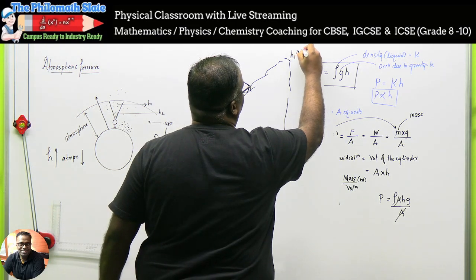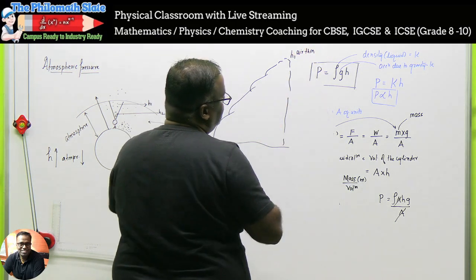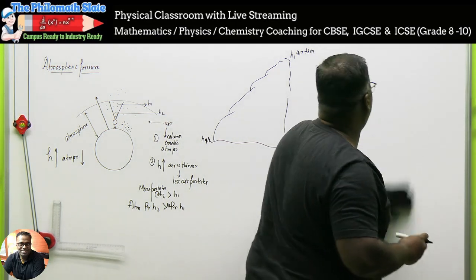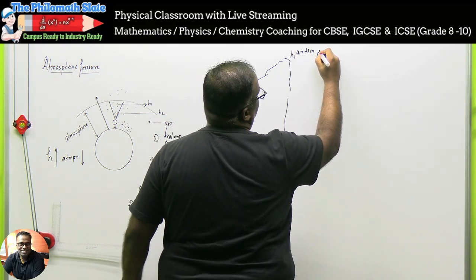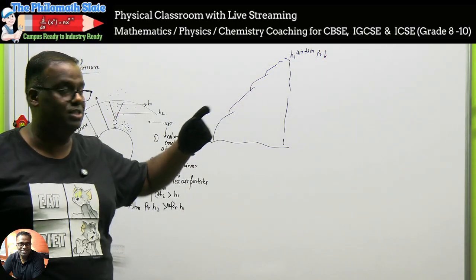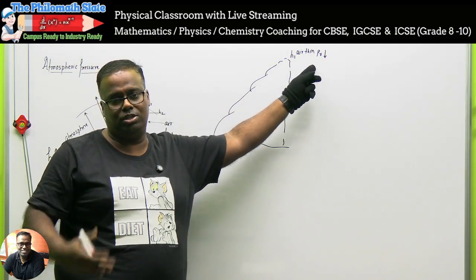Here, what is the air? Thin. And what happens when the air is thin? Here the air pressure is less, so here the pressure falls. That's why you carry oxygen cylinders and other things. You will feel problems breathing out here.